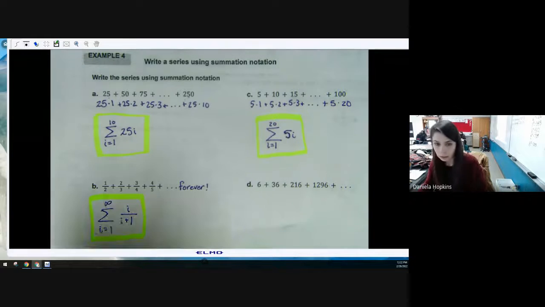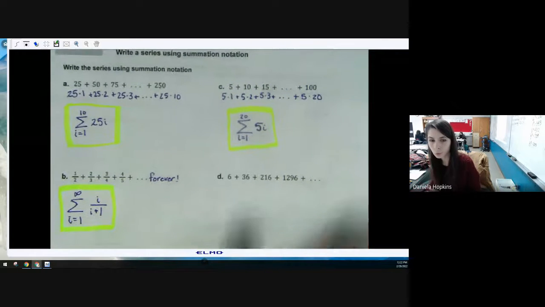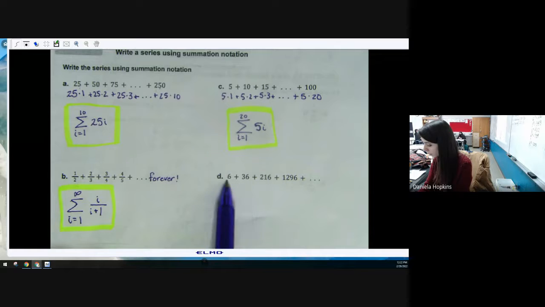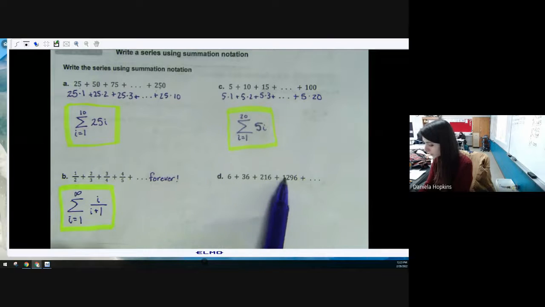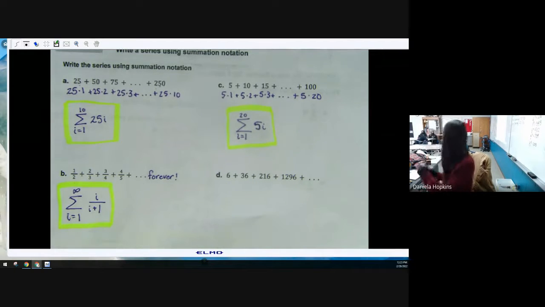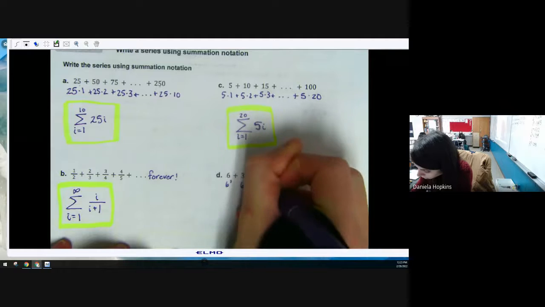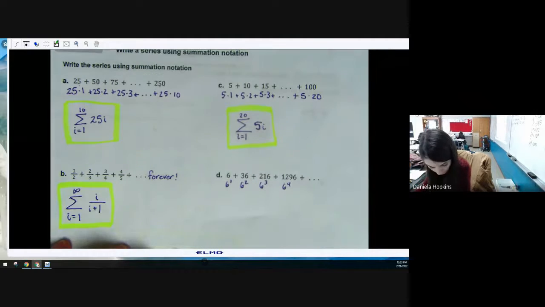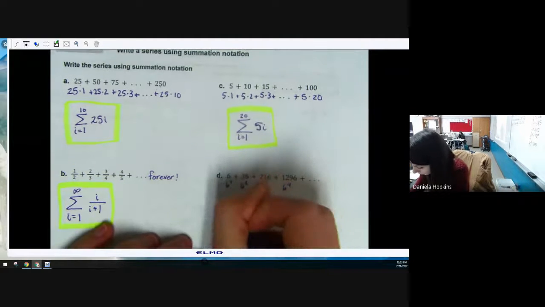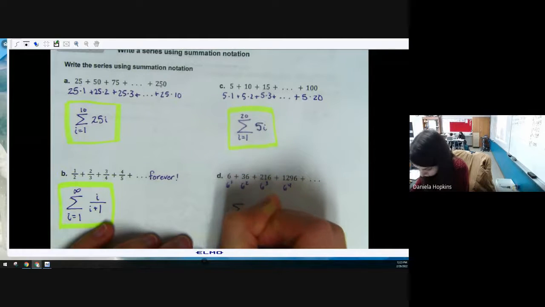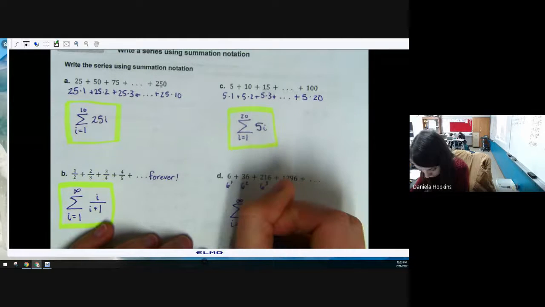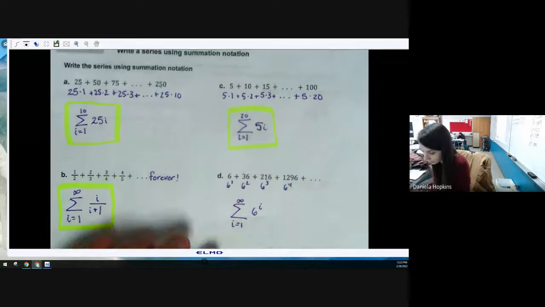Part D. Do one more of these. What's the rule for part D? What's happening here? 6 to the power of i. Yeah, we're seeing it's not just doubled because it's multiplying by 6 each time. So if you're familiar with your powers tables, this is 6 to the first, this is 6 to the second, this is 6 to the third, 6 to the fourth, and so on. So our rule, we're going to be at i equals 1 to infinity of 6 to the i.